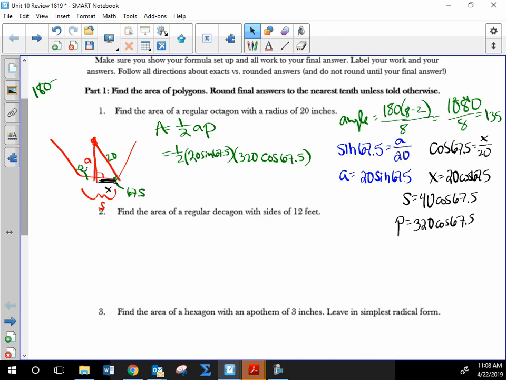For any regular polygon, then we do 6 over 8. So a regular polygon is like 6 sides. A pentagon has 5. So 3 square root of 3 equals 3 square root of 3. That's crazy.